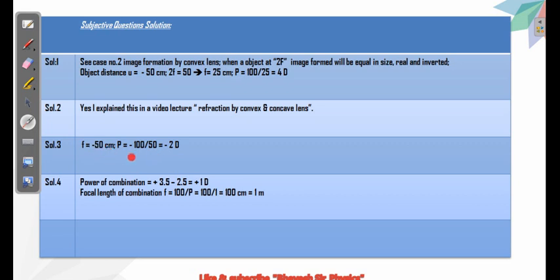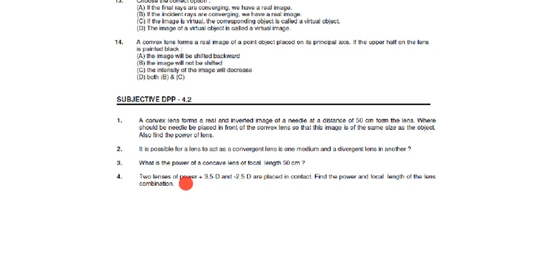Now let's see the last question. Lenses of power plus 3.5 diopter and minus 2.5 diopter are placed in contact. Find the power and focal length of the lens combination. For a combination, you know that we add both algebraically. So plus 3.5 minus 2.5, you will get plus 1 diopter.